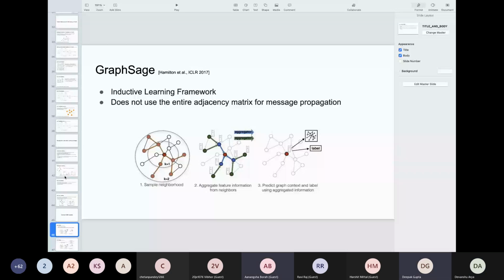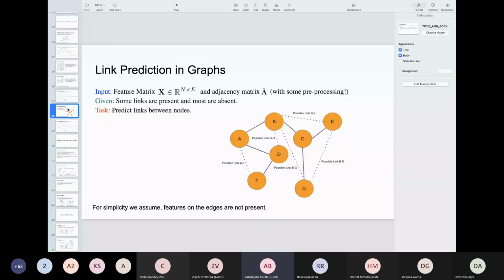Yes, sir. Good evening, sir. Sir, in link prediction in graphs, ReLU was used as the activation function. So, is that the standard way, or can we use other activation functions also?